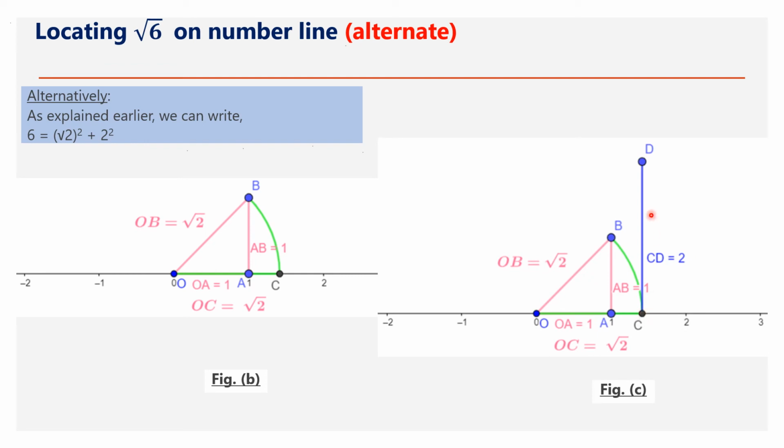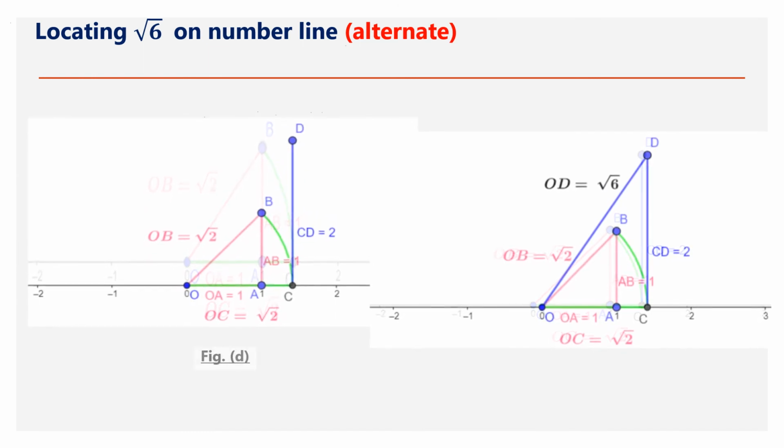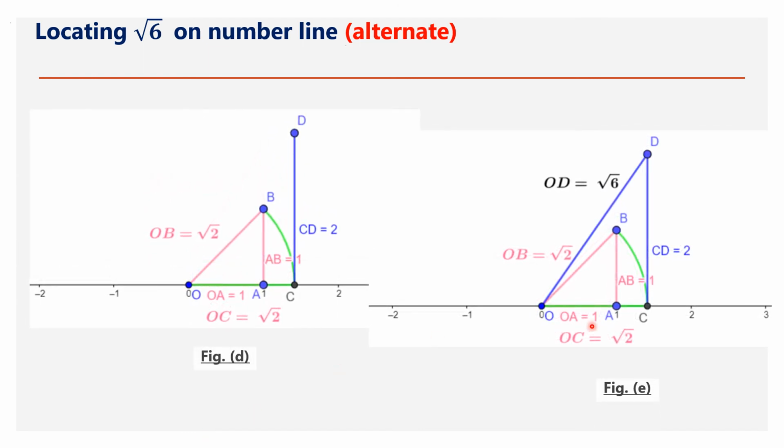Draw a perpendicular CD. Length of CD is 2 units. Complete the right angle triangle OCD by joining points O and D. Base OC is square root 2 units. Perpendicular CD is 2 units. Therefore, hypotenuse OD is square root 6.